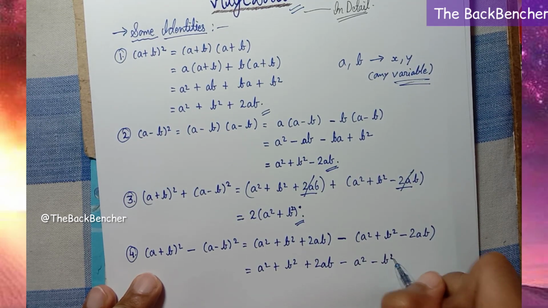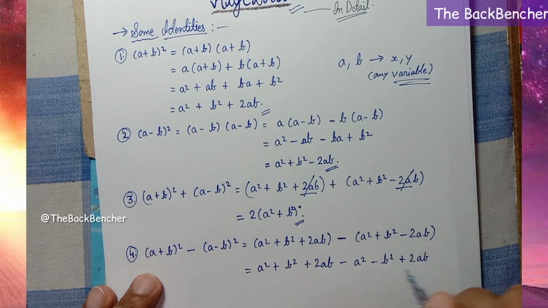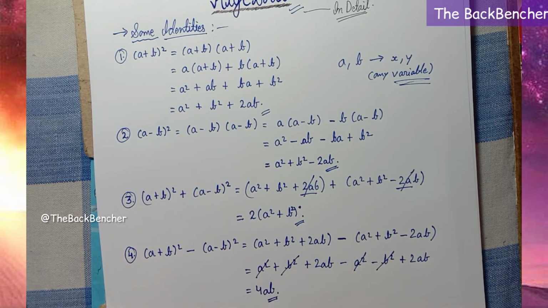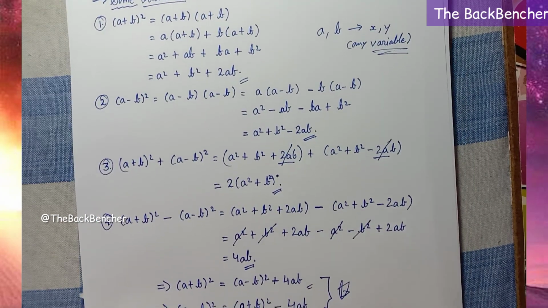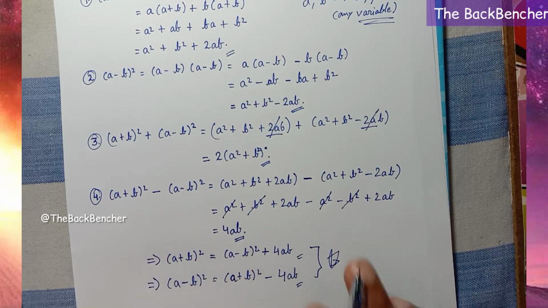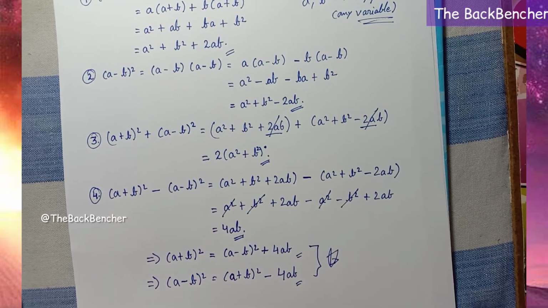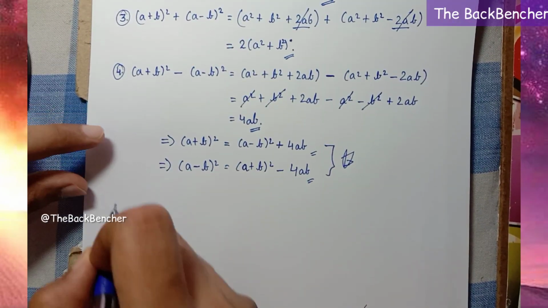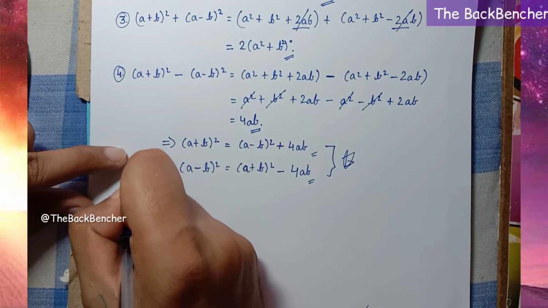a square plus b square plus 2ab minus a square, we have opened the bracket and multiplied the negative sign, cancelling a square with a square and b square with b square, and we finally get the result 4ab. After subtracting the second from the first, we get 4ab. These are the two important equations for a plus b whole square. Now moving on to the next part.